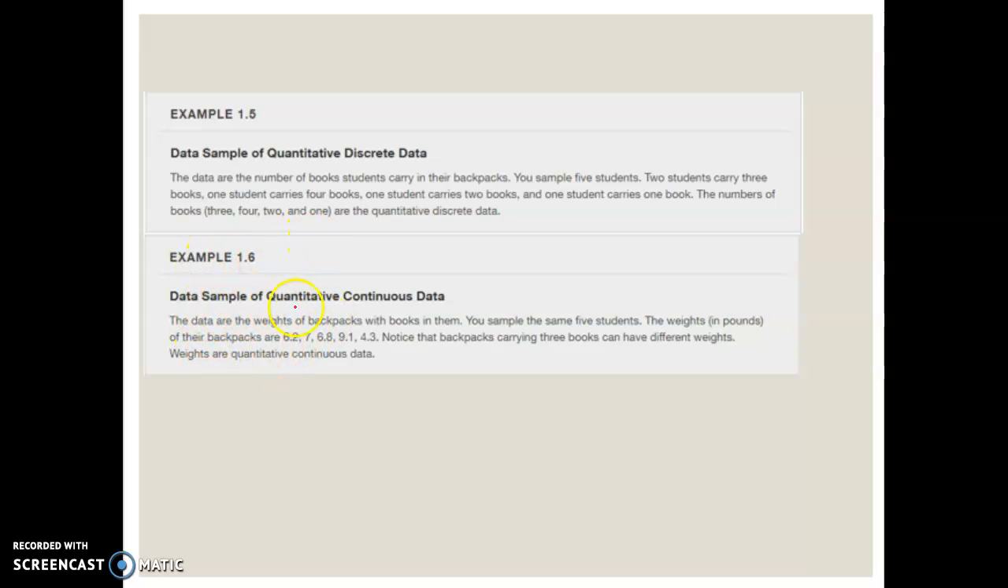All right, data sample of quantitative continuous. The data are weights. Weight is a measurement. Okay, so if it's measuring, then it's quantitative continuous. It's numbers, but it is continuous because you're measuring. Okay, notice the backpacks carrying 3 books can have different weights. Weights are quantitative continuous data because they're measurements. All right.